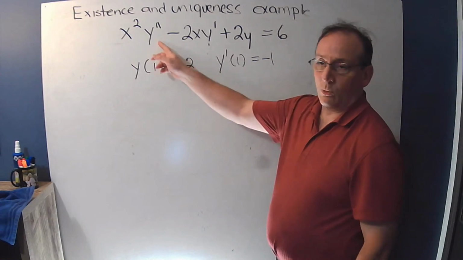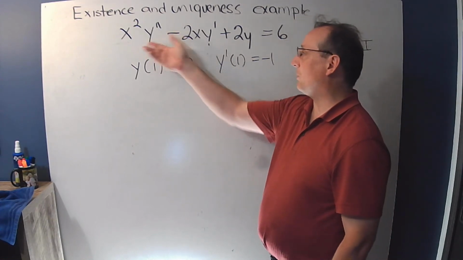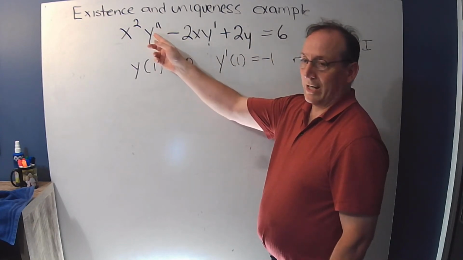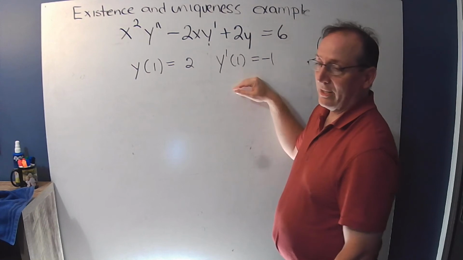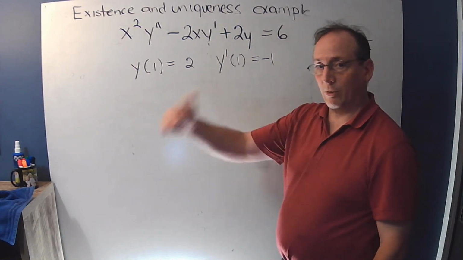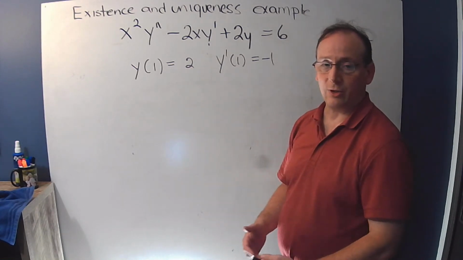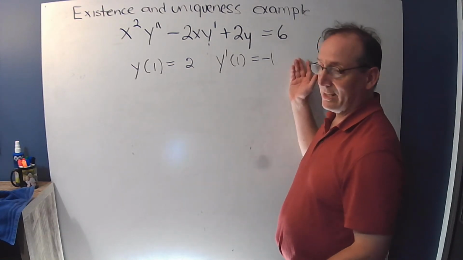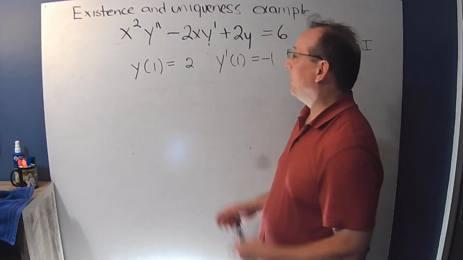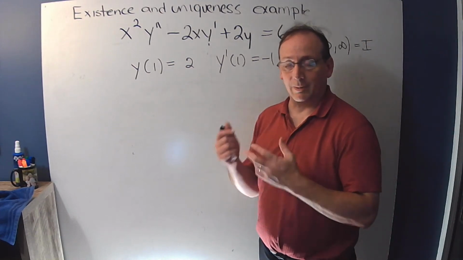Notice it's second order. How many conditions do I have? I have 2. If we had a third order, we would have 3. This goes up to y double prime, and notice that my initial conditions stop at y prime. You stop one level before the highest derivative. So if you had a third order equation, you would have a y double prime initial condition. But we only have second order, so we stop at y prime. So this fits the bill.